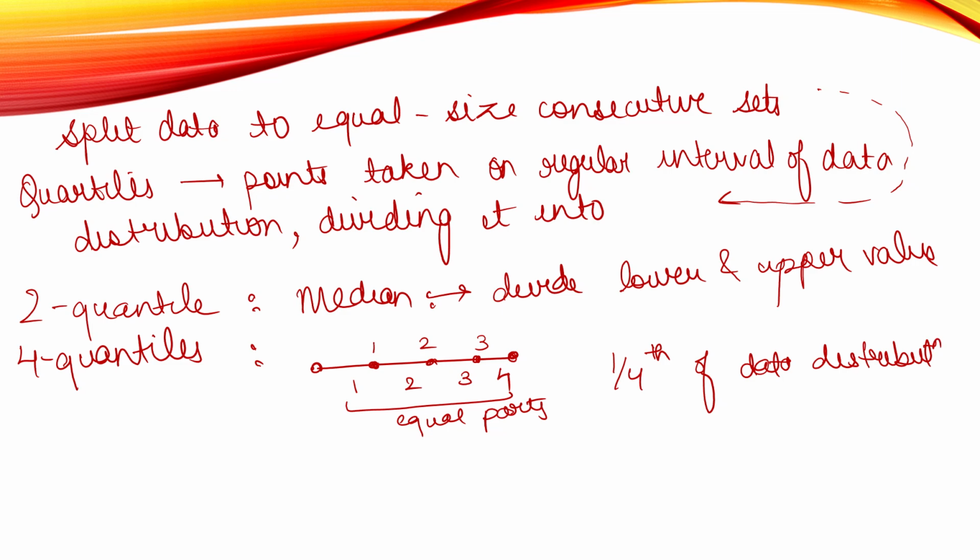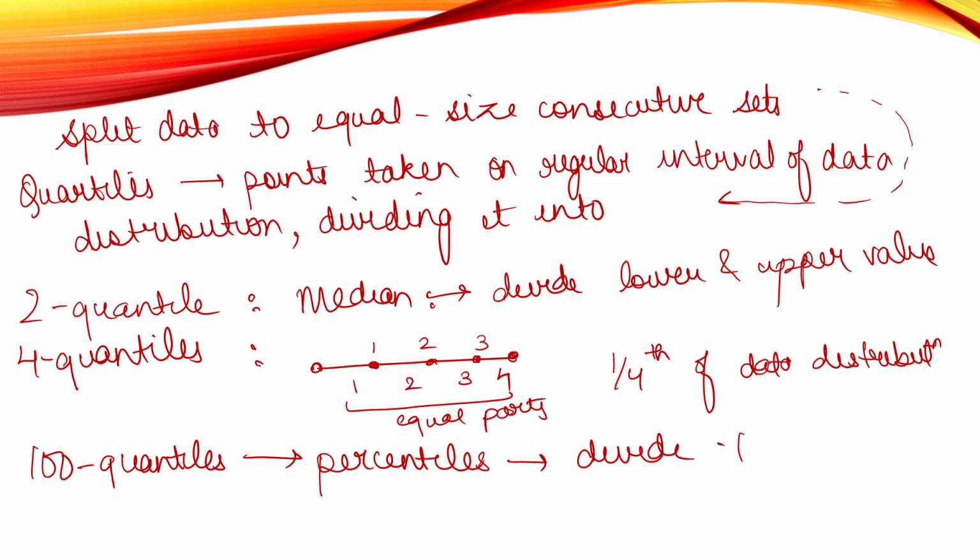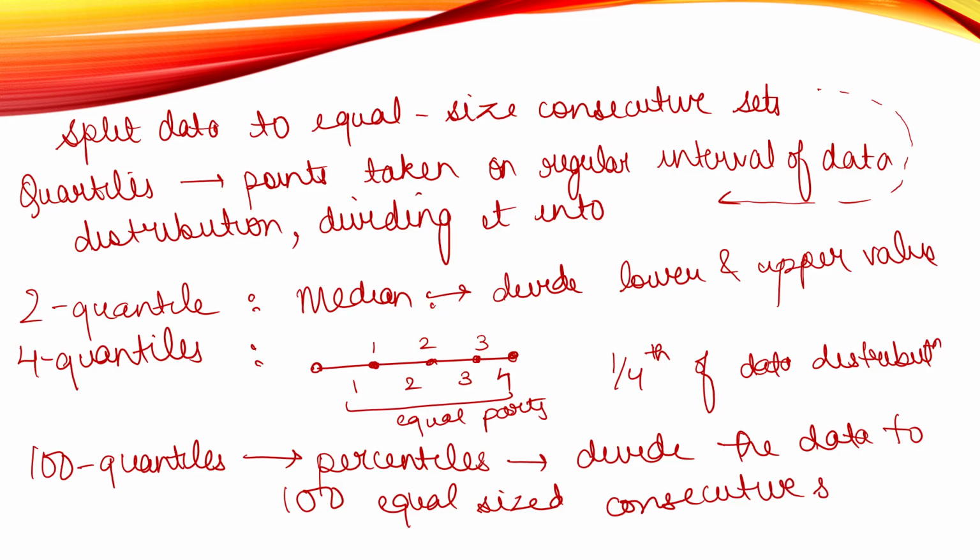The 100-quantiles are normally referred to as percentiles, that divide the data into 100 equal-sized consecutive sets. So this was the introduction to IQR.